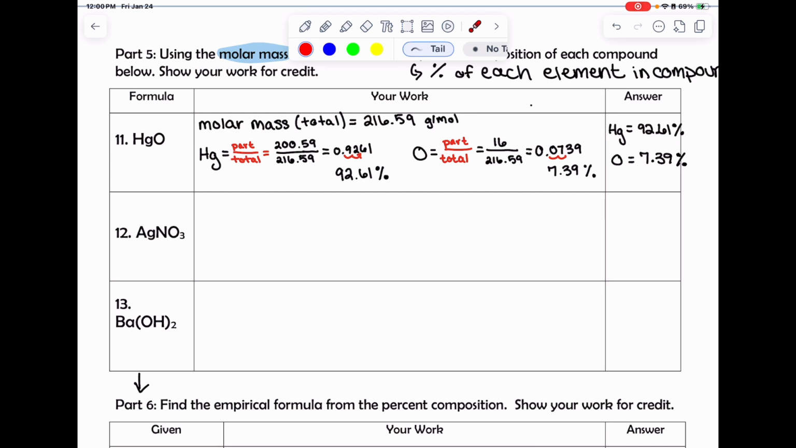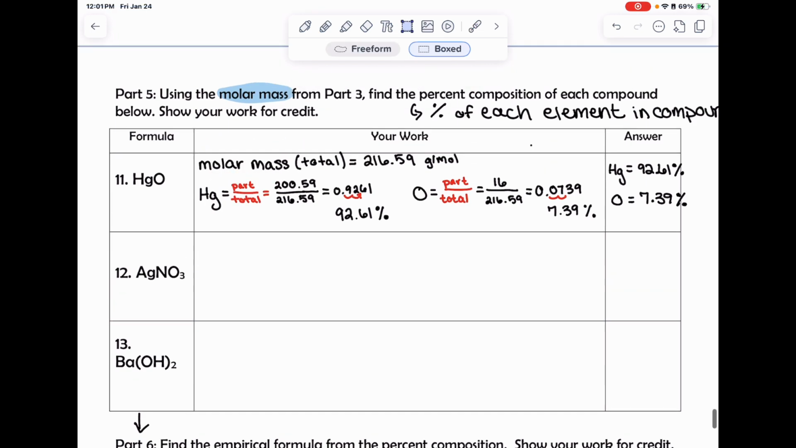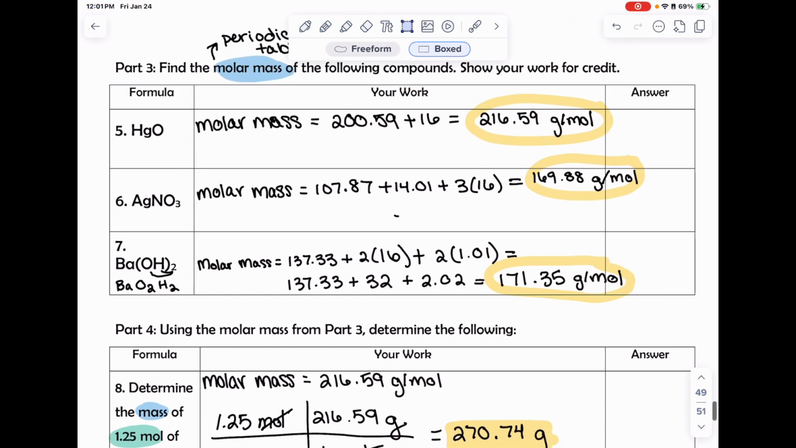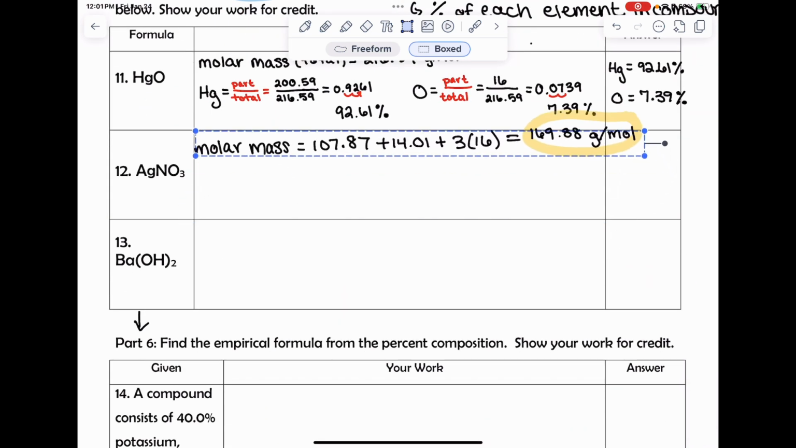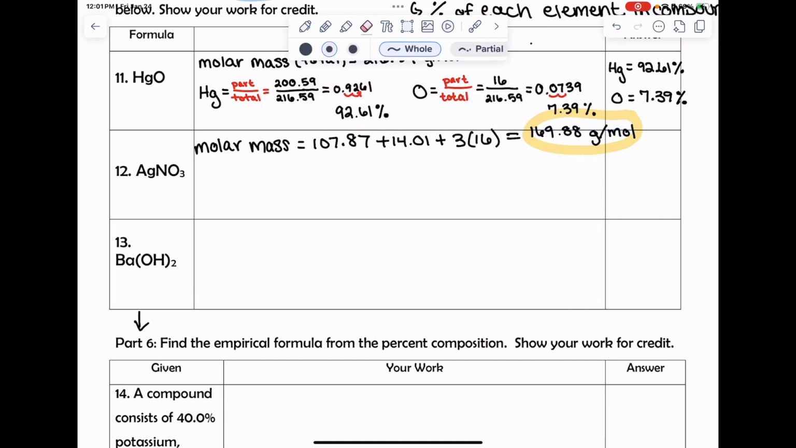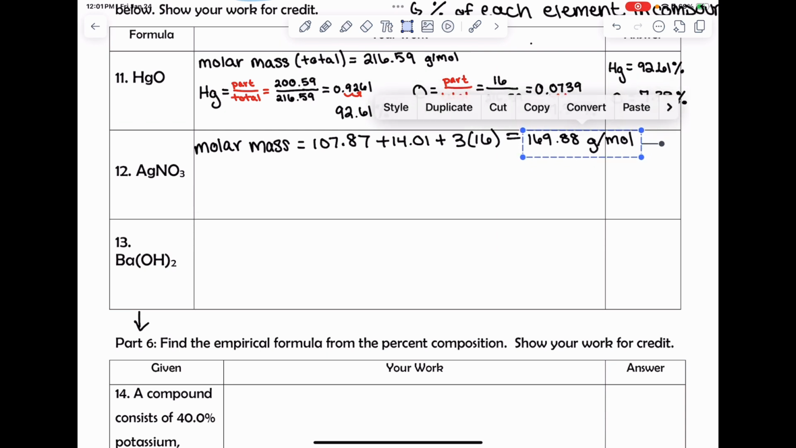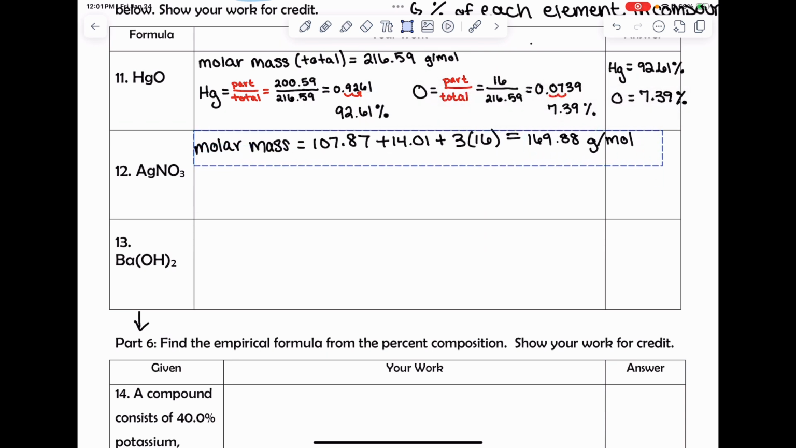All right, doing the exact same thing on number 12. We need to go ahead and look up the molar mass for number 12, AgNO3. So the molar mass here is this. I'm just going to copy and paste. I understand y'all cannot do that, but it's easiest for me to do that. You can copy it down on your paper, how I have it on mine. I'm going to resize it so it's smaller.